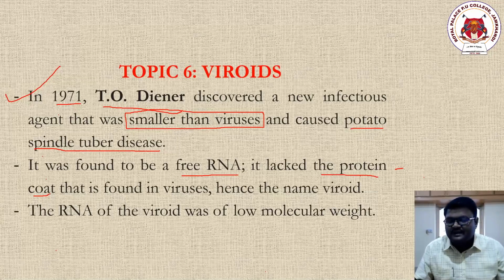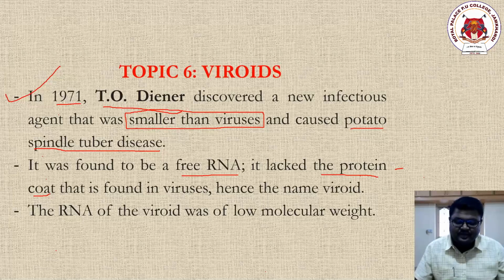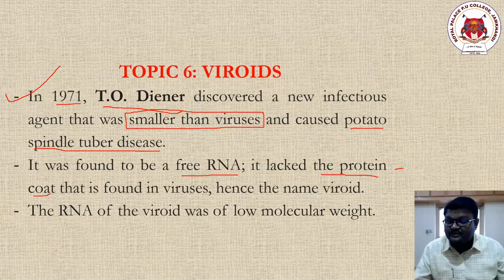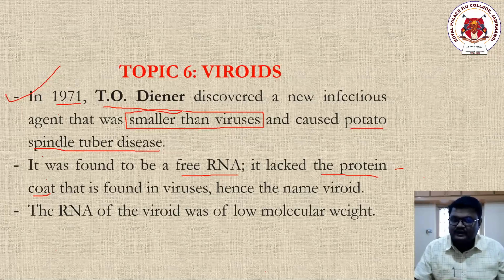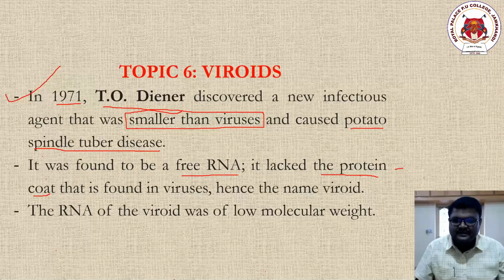The similarity of virus and viroid is that both are infectious, both are acellular. But in case of virus, we have seen the proteinaceous coat, which is named the capsid and capsomere. I mentioned it, right? But in case of viroid, it is acellular, infectious, pathogenic, smaller than virus, and at the same time it does not contain any protein coat. So the protein coat is absent. Hence the name viroid.